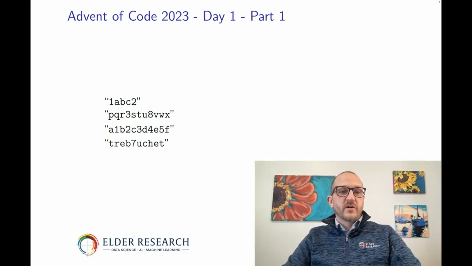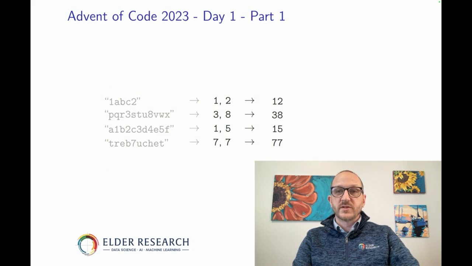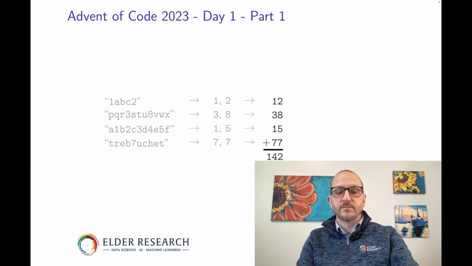What you see before you are 4 alphanumeric strings, and the goal here is to extract the first and the last digit from each string. For example, I want the 1 and the 2 from the first string, the 3 and the 8 from the second string, the 1 and the 5 from the third string, and the last string I want the 7 because it's the first digit, and also the last digit, so I want it twice. Then once you do that, go ahead and squish the numbers together to make a 2-digit number and sum them up, and that will give you the solution to the problem.